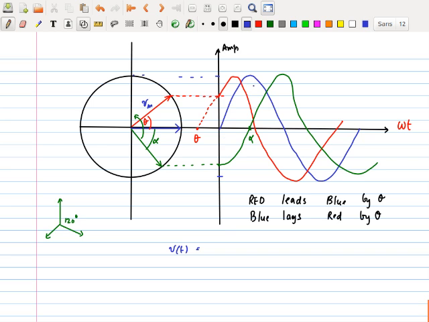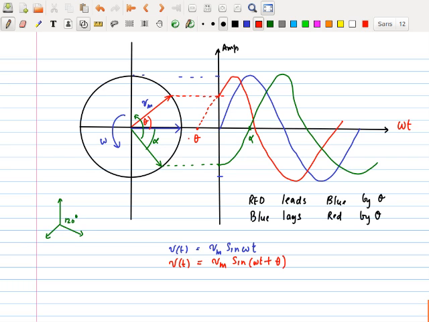So if somebody asks you to give a closed form expression for this blue cycle, you would have written Vm sine of omega t, hoping that this angular rotational frequency is going to be omega, right? Now the question is, somebody asked you to write an equation for the red one, what would it be? You would have written Vm sine of omega t plus theta, right?